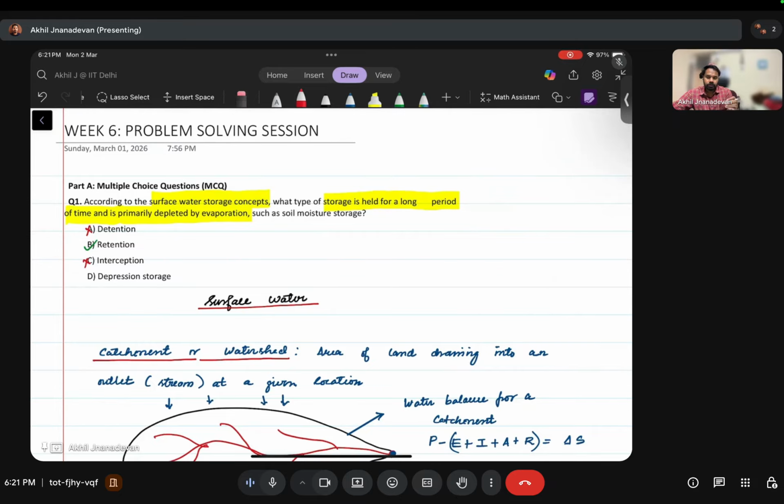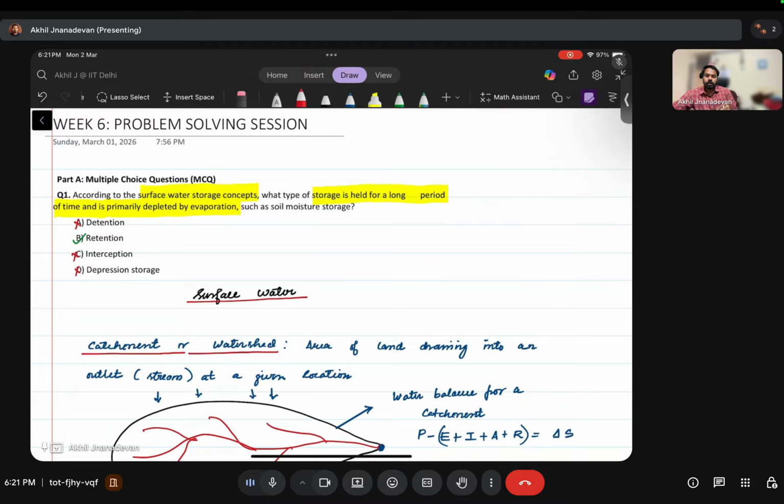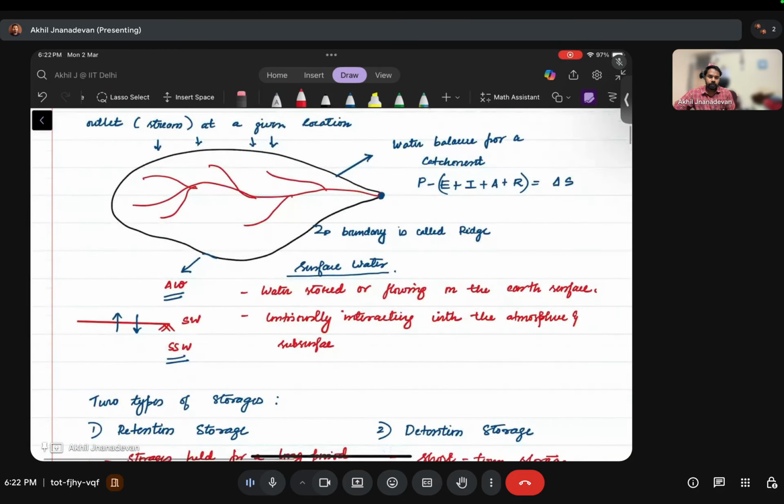Depression storage is also when rainfall occurs, there will be small depressions in the surface, so water gets stored in the surface. That is also temporary. After some time, when the rain recedes, either they will flow out or by evaporation they get emptied. The ones which can retain water, and that can be used further for human purposes, are called the retention storages. Groundwater is also a retention storage. And also the dam, the reservoir that we built to collect water, is a retention storage because we are retaining water for a long period of time.